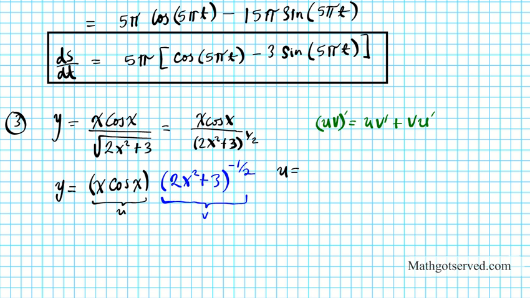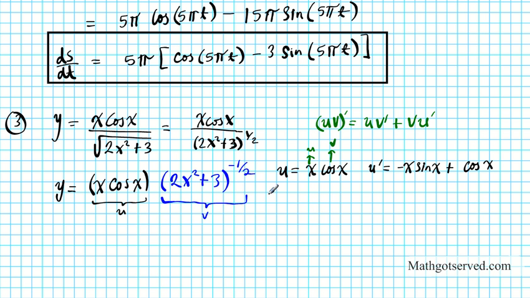So let's find the derivatives. First we have u equals x cosine x. So u prime, we have to use the product rule here again. In this case, u is x and v is cosine x. Using the product rule, we have u v prime, which is x times the derivative of cosine, negative sine x, plus v u prime, which is cosine x times the derivative of x, which is just 1.